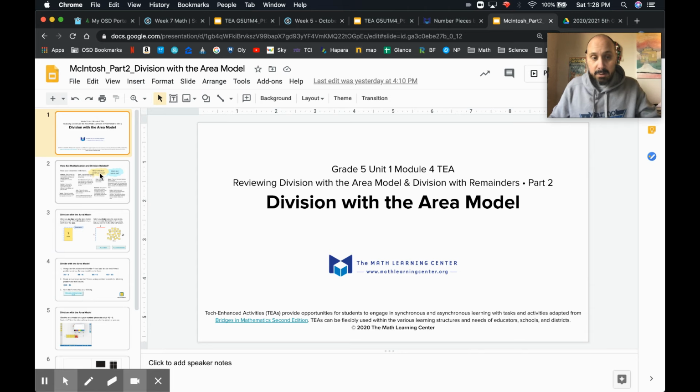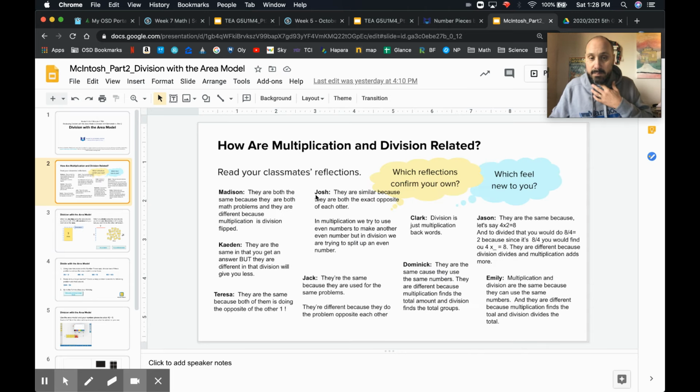On the first slide, you'll notice when you come down, I took the reflections that I received from last week's assignment with Brad's baseball shop, the differences and similarities between multiplication and division. I want you to go ahead and read through these when you get to this assignment, just to see what your classmates think about the differences and similarities between multiplication and division, how they're related. Do they look familiar to yours?